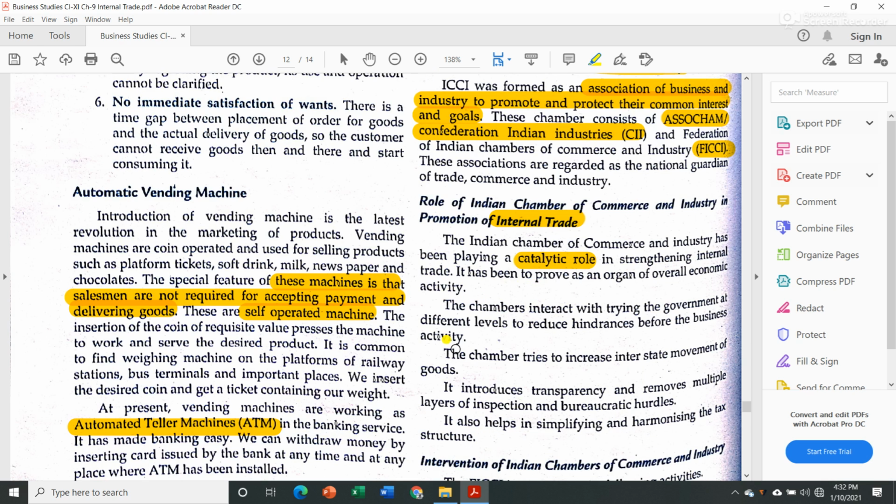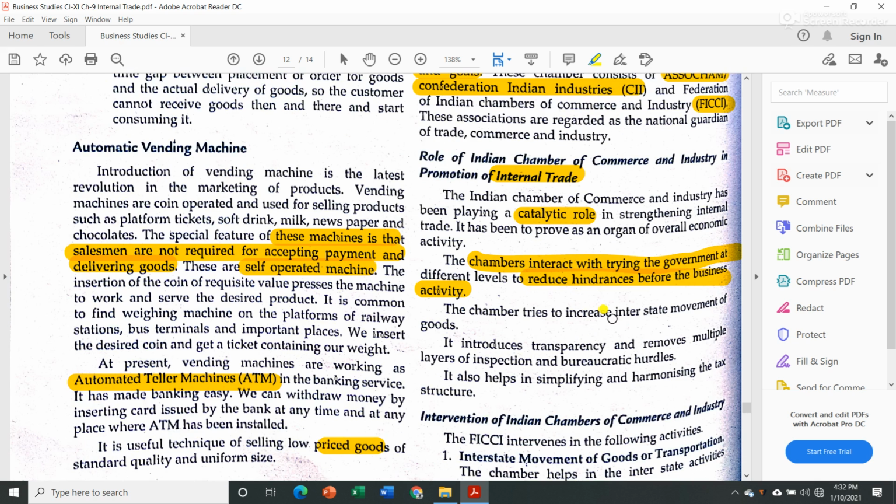Now these 4 paragraphs are nothing but the role of ICCI. Let us see what they are. The chambers interact with the government at different levels to reduce hindrances before business activity. Now there are some problems that government creates for small business. ICCI tries to interact with the government and reduce those hindrances. Okay, this can be the first role of ICCI.